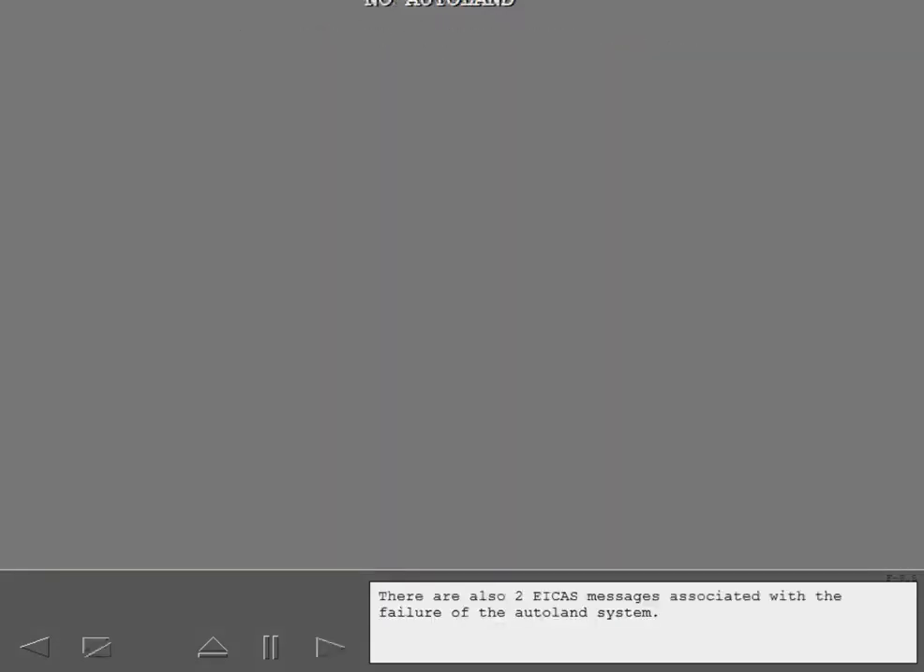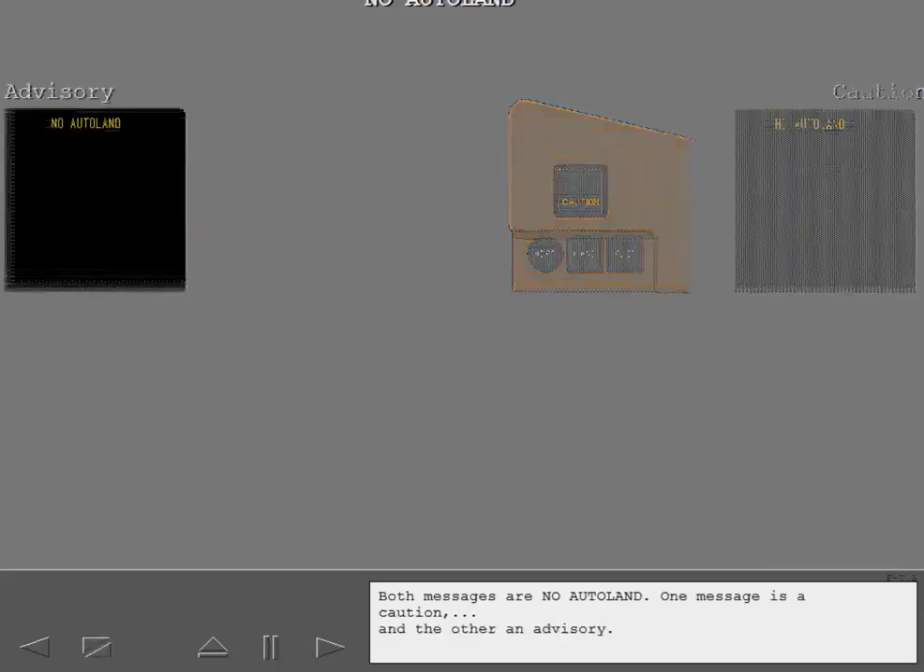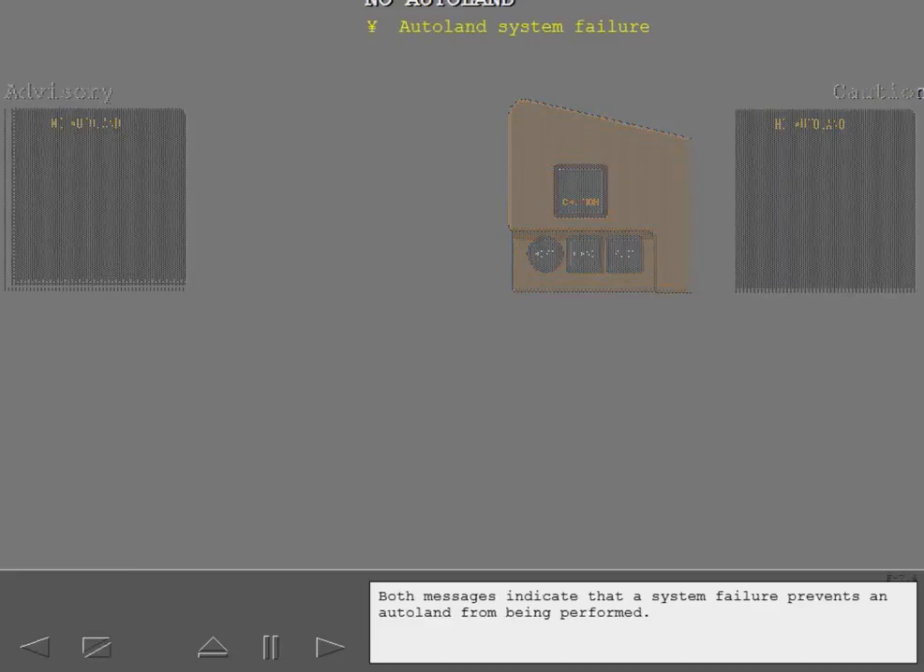There are also two ICAS messages associated with the failure of the Autoland system. Both messages are No Autoland. One message is a caution and the other an advisory. Both messages indicate that a system failure prevents an Autoland from being performed.